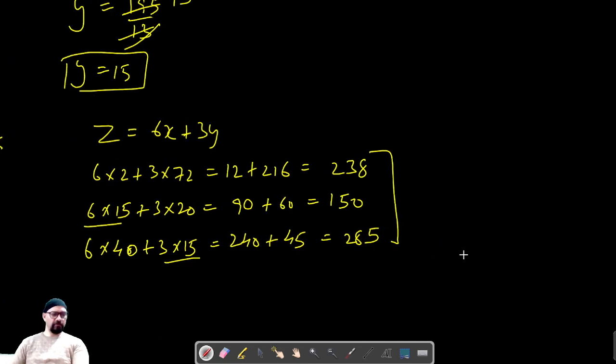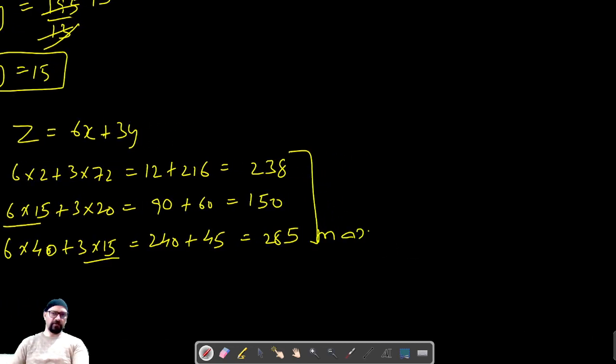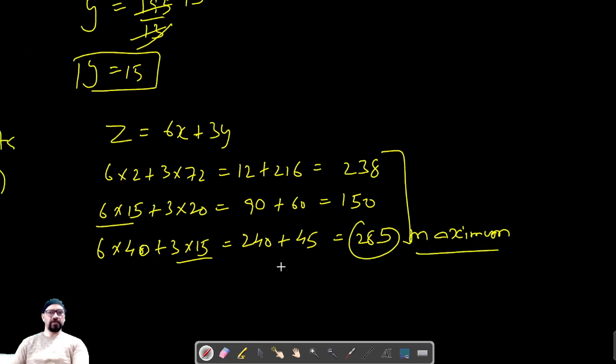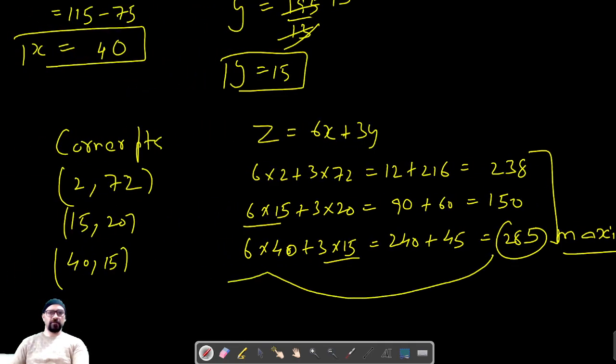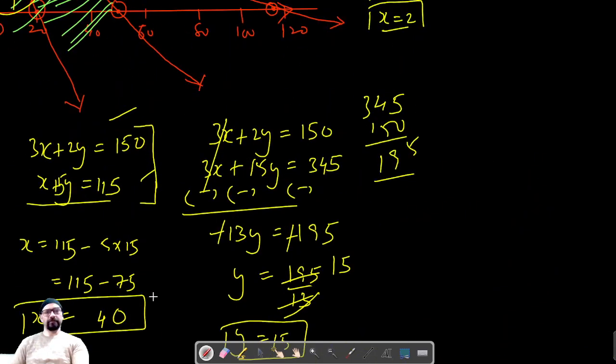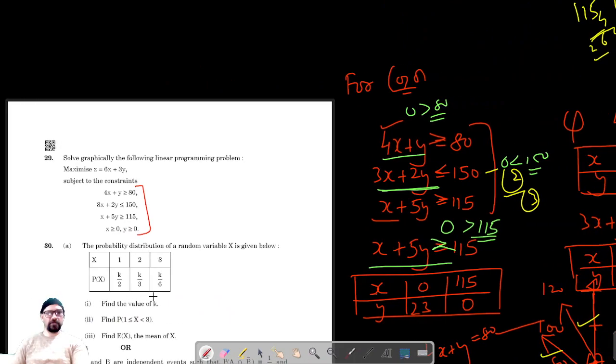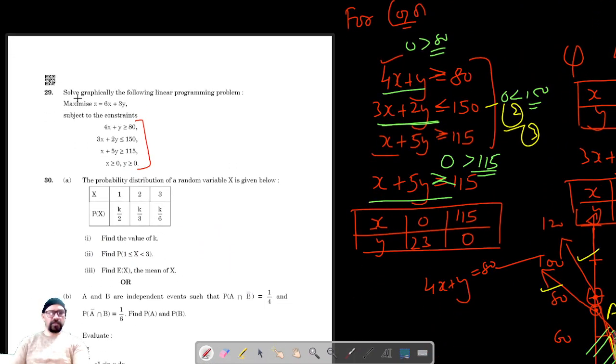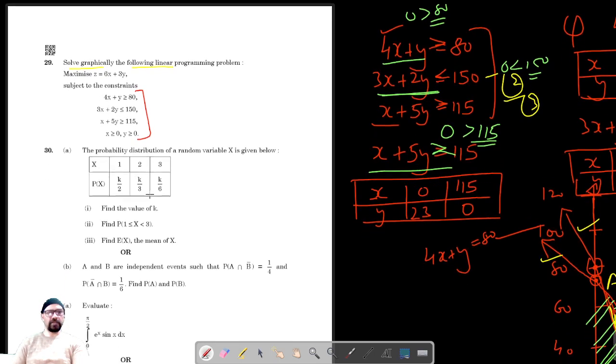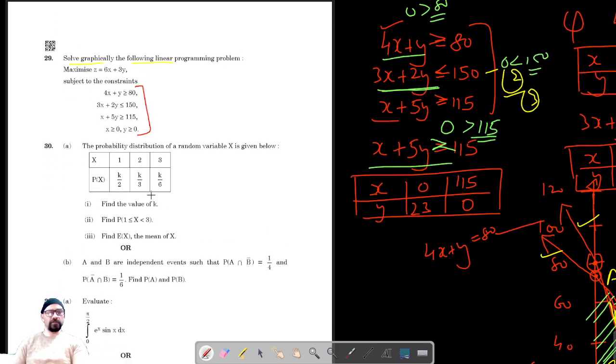And our maximum value is 285. So this is the maximum value 285, which is at 40 comma 15. Okay, so that's how we solve it graphically and find the maximum z. And let's move on to question number 30.